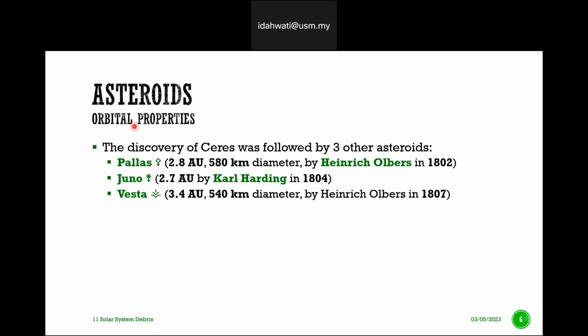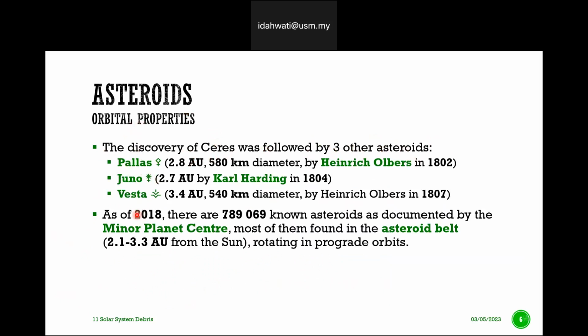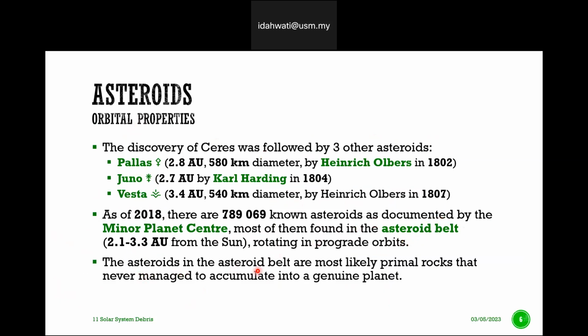For the orbital properties of the asteroids, the discovery of Ceres was followed by 3 other asteroids: Pallas, Juno, and Vesta. As of 2018, almost 700,000 asteroids are known, as documented by the Minor Planet Center. Most of them are found in the asteroid belt. You can see the asteroid belt in the figure in the previous slide. The asteroids in the asteroid belt are most likely primal rocks that never managed to accumulate into a genuine planet.